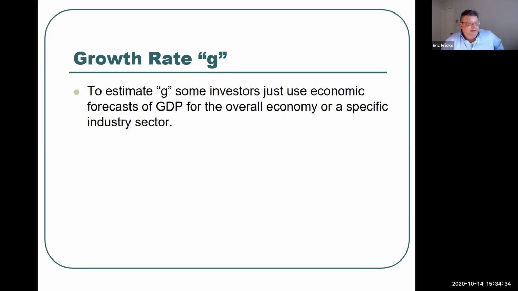But for another division I was working at, they used forecasts from an economics consulting company who forecast things like oil and gas spending and computer spending, and they would take an average of a couple of different industries, and that worked for them. So all different companies have different ways of coming up with a growth rate, G, and investors use different ones as well.